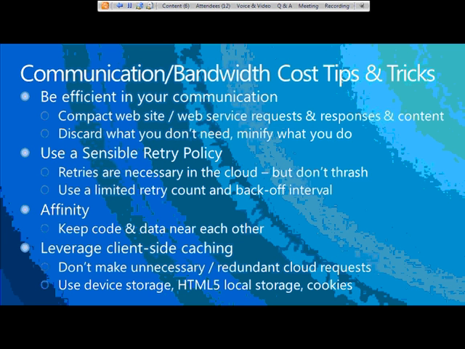And then, as PCs and devices and browsers become more and more capable, we want to take advantage of client-side caching. You don't want to make unnecessary or redundant requests to the cloud if you've already recently gotten the data locally. All you have to do is design in a way of storing that and pulling it back. So take advantage of device storage, HTML5 local storage, and cookies.